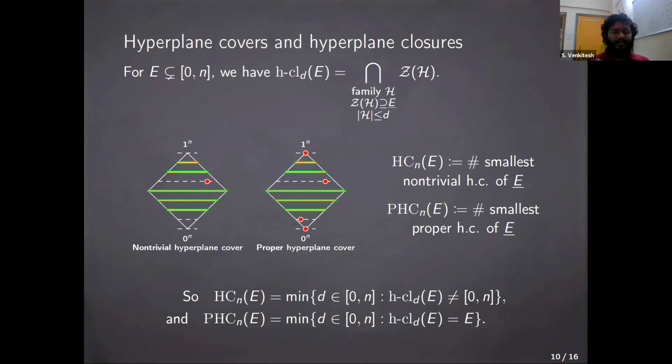HCN of E is exactly the minimum D such that the degree D hyperplane closure is not full, because the fact that the closure is not full exactly corresponds to saying that there exists a hyperplane arrangement with at most D hyperplanes covering E but not the full hypercube. Similarly, PHCN of E will be exactly the minimum D such that the degree D hyperplane closure is E itself, because no other layer is contained fully.